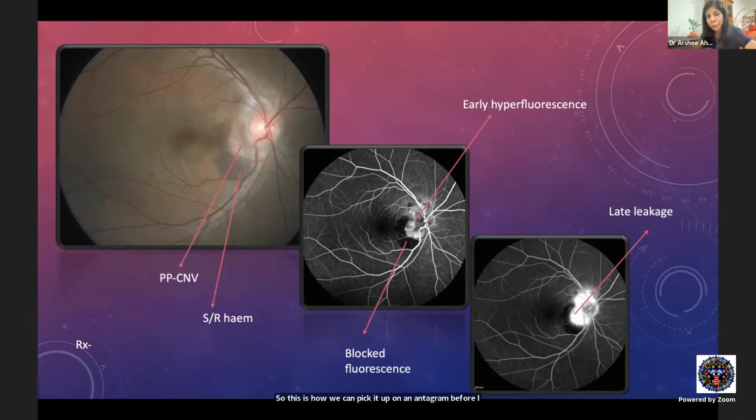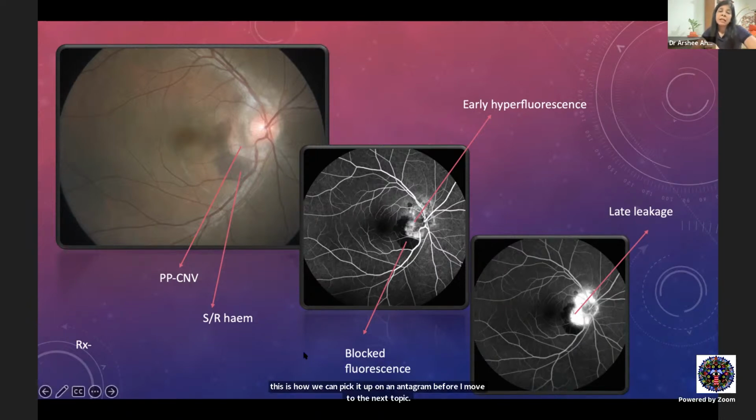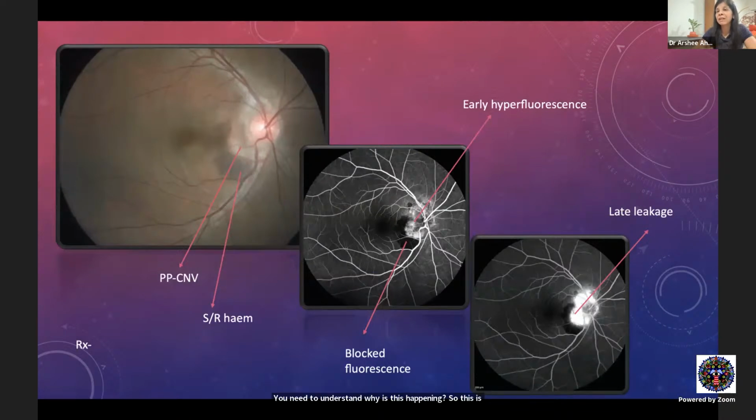Before I move to the next topic, the treatment, the most important thing here is to also assess whether the patient has active inflammation, because this is not a CNVM developing secondary to ARMD. This is an inflamed eye. So just treating the neovascular membrane will probably not be the correct way to go about it. We need to understand why this is happening. This is happening because of low grade subclinical inflammation. So it is important to also address that.